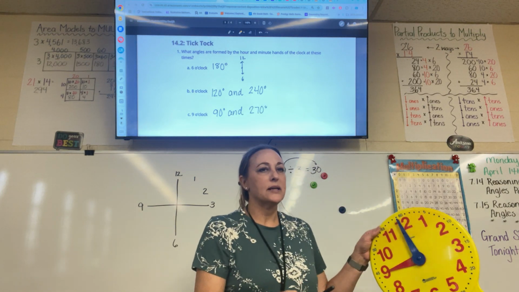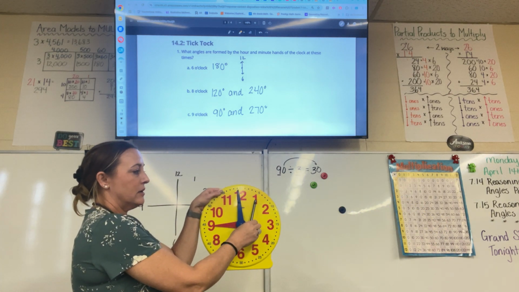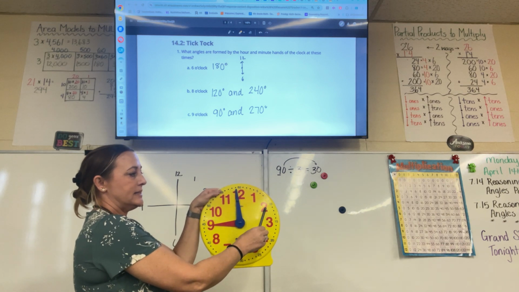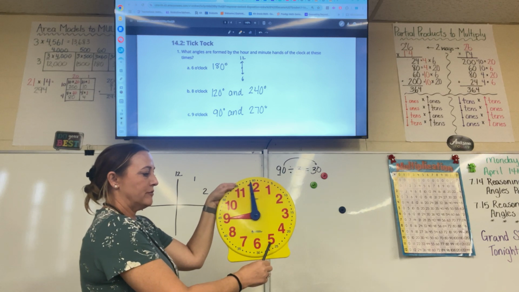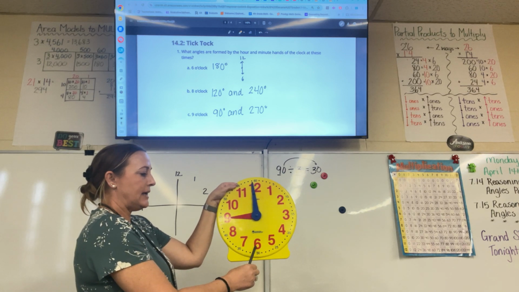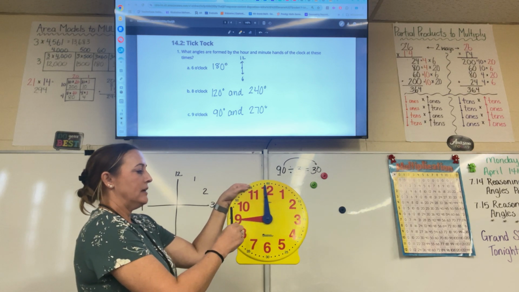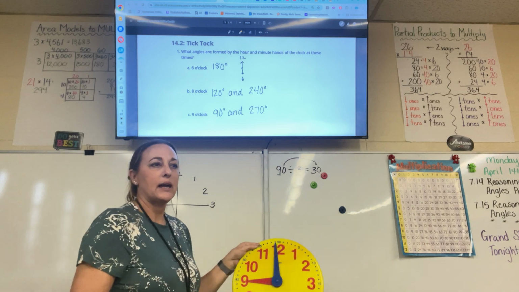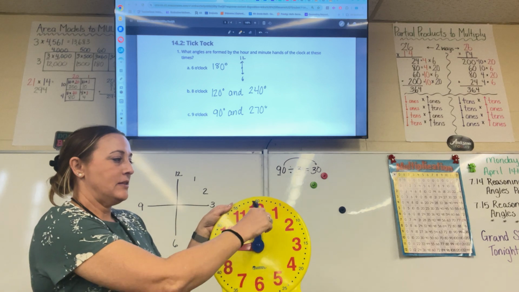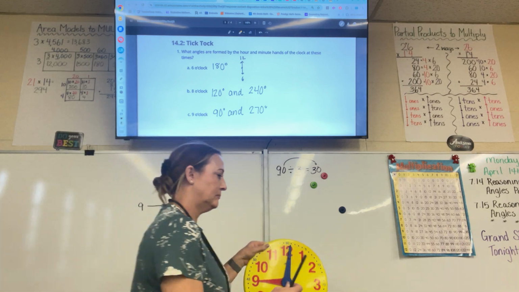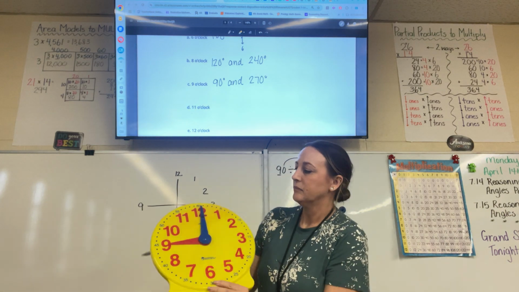And that's because, let's count by 30s till we get to 9. 30, 60, 90, 120, 150, 180, 210, 240, 270. Okay, so that's 270 here and then 90 here. Does that make sense? To cover the whole clock. Then we have 11 o'clock.